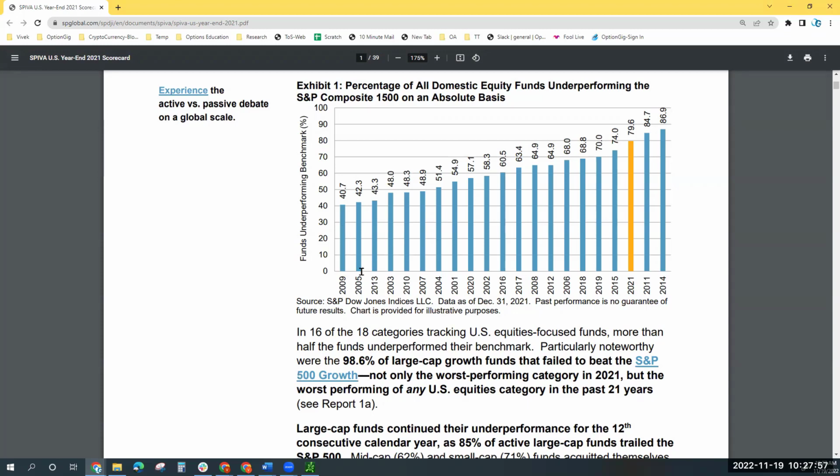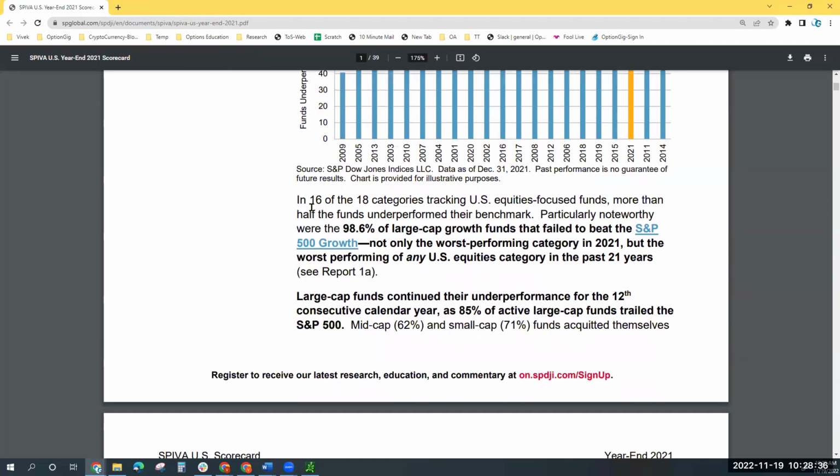Okay, so let me look at 2005. So this is not in chronological order. So right now, 2021, it's almost 80% that have underperformed. So let's look at 2020, 57%. Yes, because in 2020, when the markets are in turbulence, the active funds should do a little better because there's someone actively managing that, trying to use strategies to reduce the losses. 2019, 70% underperformed. 2018, 68% underperformed. So in 16 of the 18 categories, more than half of the funds underperformed their benchmark.